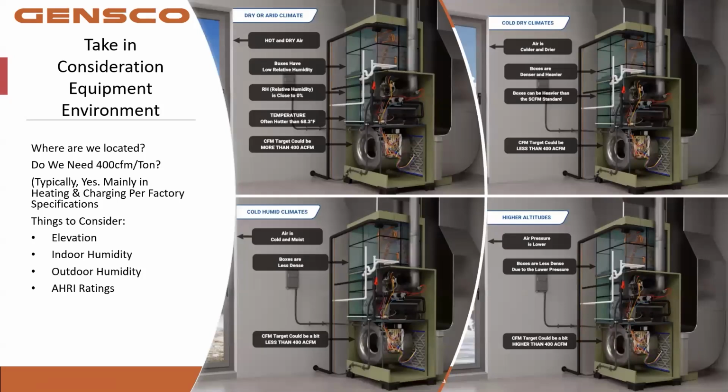Now, we were talking a little bit previously about different climates. These are some of the climates that you can see out there: dry, arid climates, cold, dry climates, higher altitude, right? When you're looking at your systems, do we need to move 400 CFM per ton? This is what we were talking about when we came to latent loads, right? So keep in mind your area. This is stepping back a little bit on elevation, indoor humidity, outdoor humidity ratings, right?